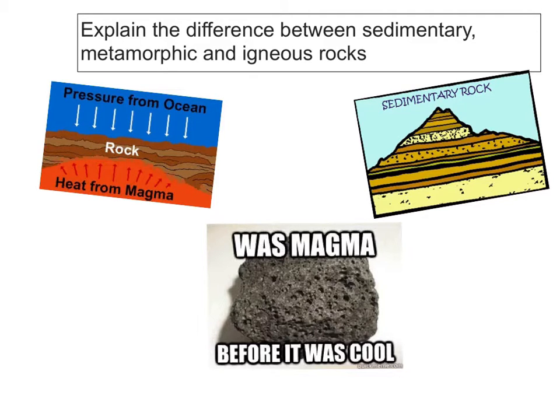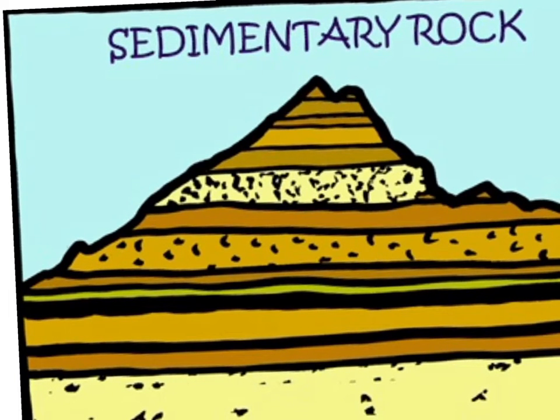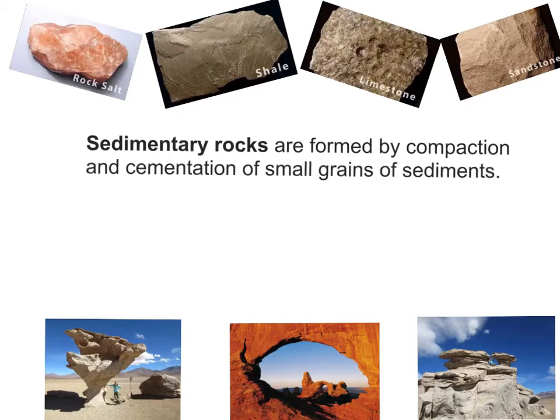So let's start having a closer look at sedimentary rocks. There are many different types of sedimentary rocks, and some of them you may have heard of before, such as limestone or sandstone. Even rock salt is a type of sedimentary rock, and we'll learn about what makes all of these types of sedimentary rocks different.